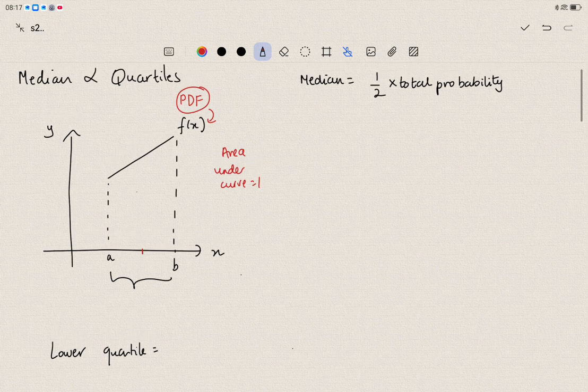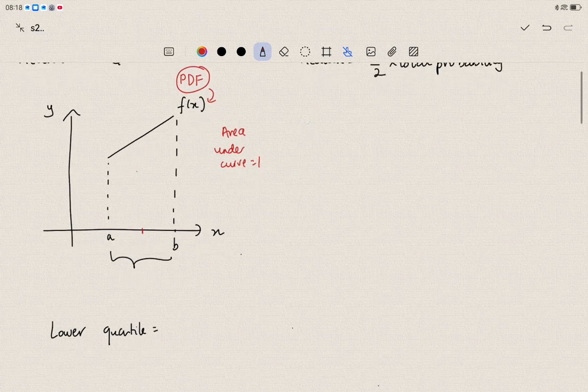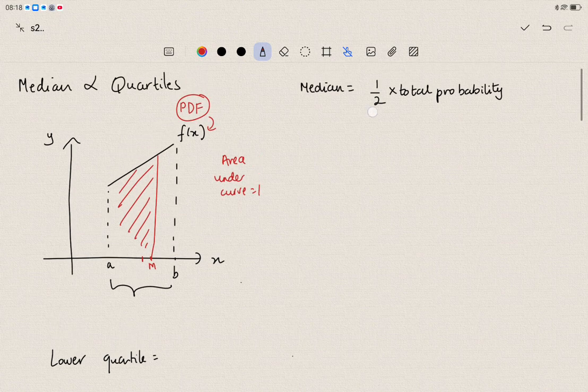Now, how will I find the median? The median is the value. Donc, ça peut être n'importe où. Ça peut être là, ça peut être avant même. C'est la valeur où la probabilité va être la moitié. C'est-à-dire que la moitié de total probability. Donc, median. Et la moitié de total probability, c'est 1. Donc, ça va être 0.5. C'est-à-dire, la valeur de median, c'est 0.5 probability.